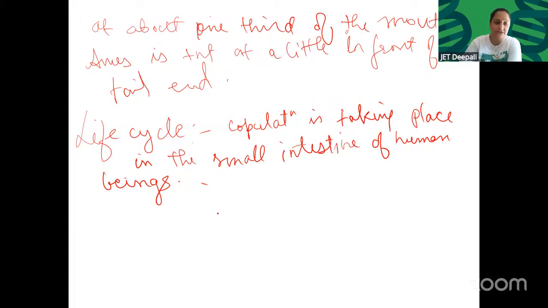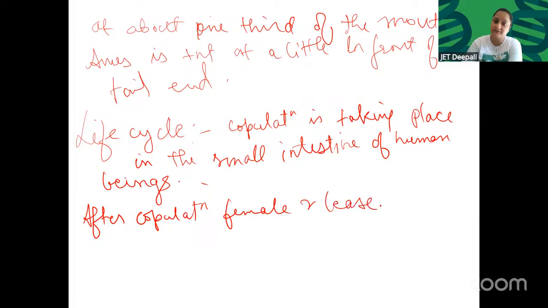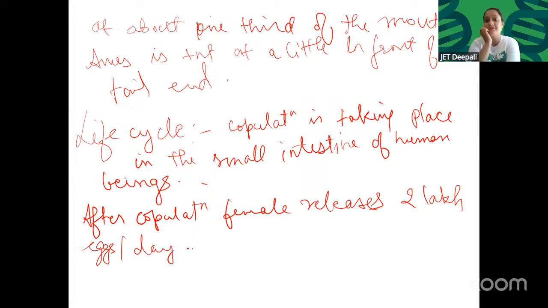After copulation, the female releases approximately 2 lakh eggs per day. See their copulation rate or their reproduction rate: 2 lakh eggs per day.